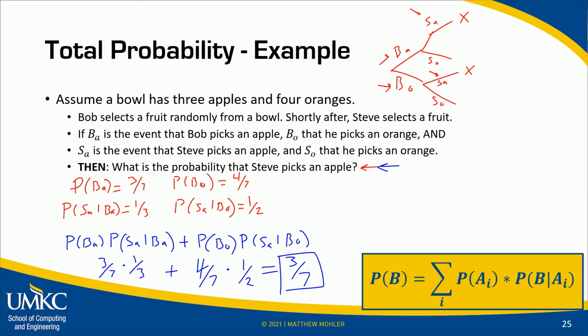And this is kind of hinting towards what we'll be covering in our second lecture this week, independence, when the outcome of a first event, what Bob's picking, an apple or an orange, ultimately has no impact on the final probability, the probability that Steve picks an apple.